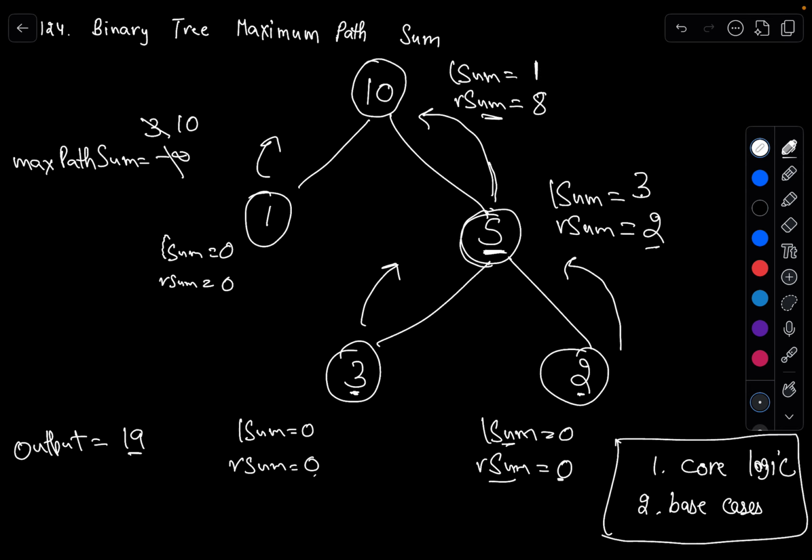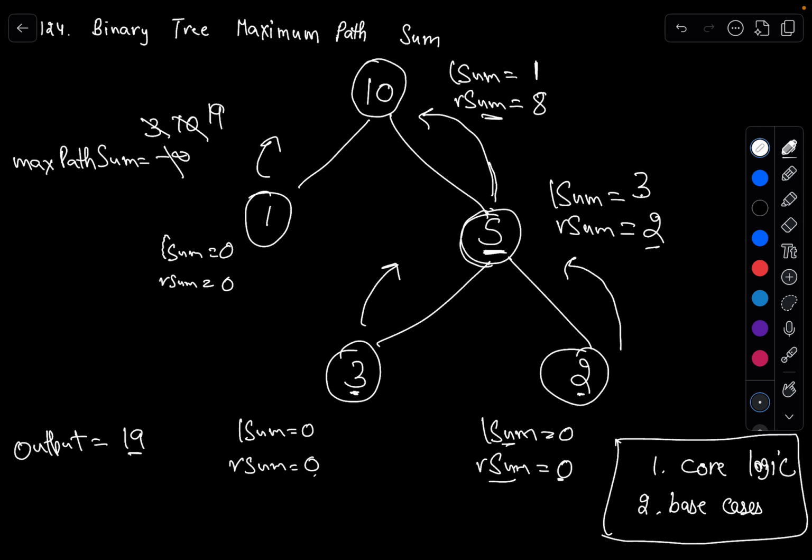Now what happens is I'll be doing the same calculation. So what will be the maximum path sum passing through this 10? Either this 10 can take something from the left sum, and it can also take something from the right sum. So 10 plus 1 is 11 plus 8 is 19, which is greater than this 10. So I'll just update this 10 to 19.